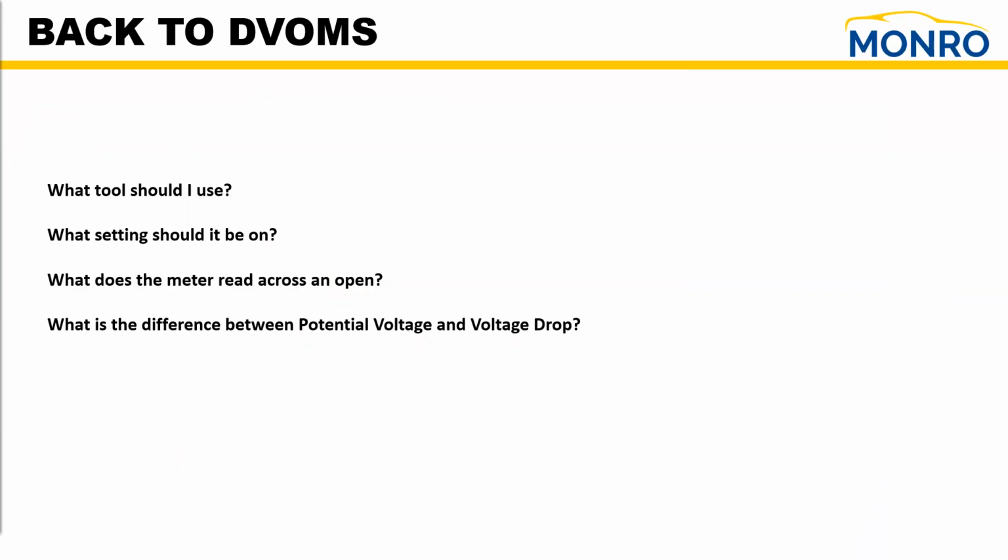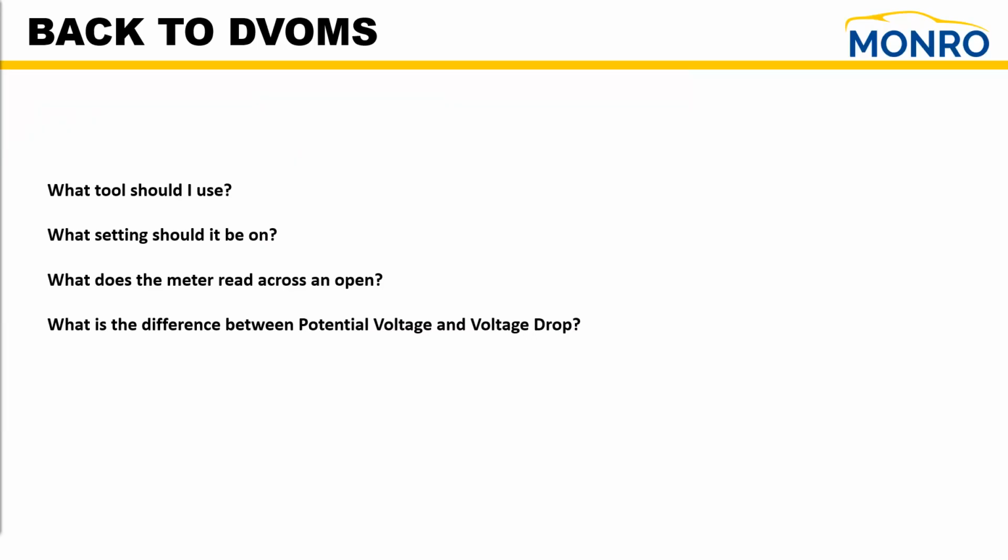So what kind of tools should I use to chase an open? I can use my digital voltmeter either in an ohm scale to check continuity or a voltage scale to see where the voltage is and is not. I could set it either on voltage or resistance.